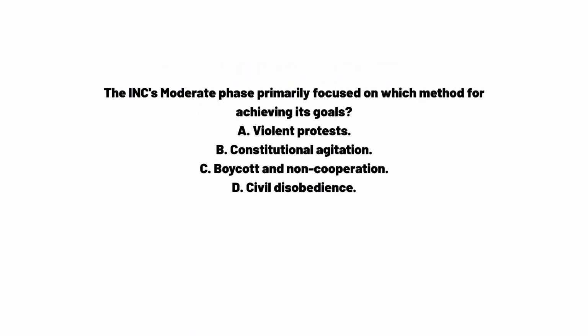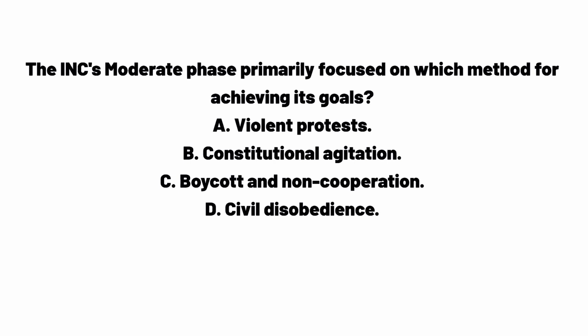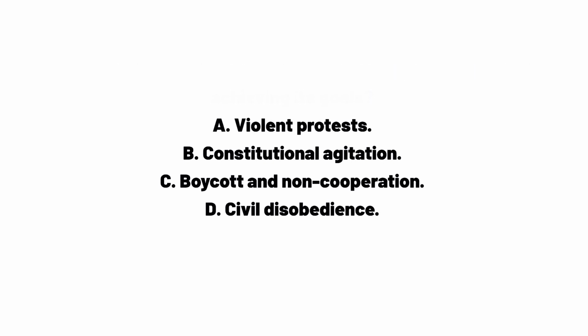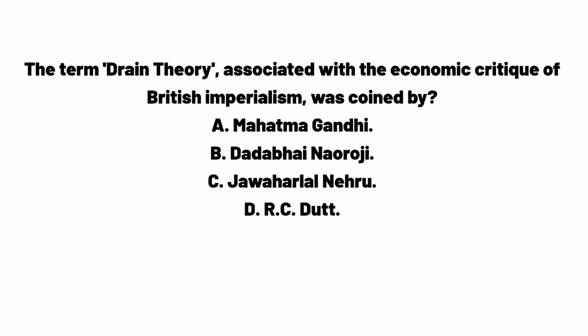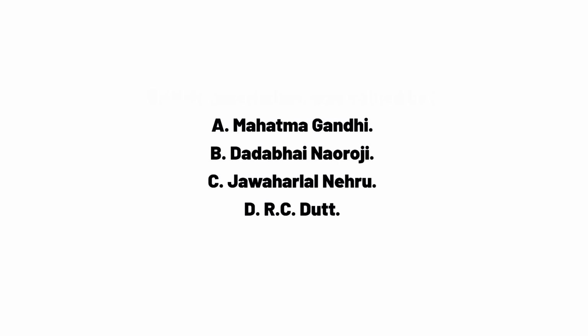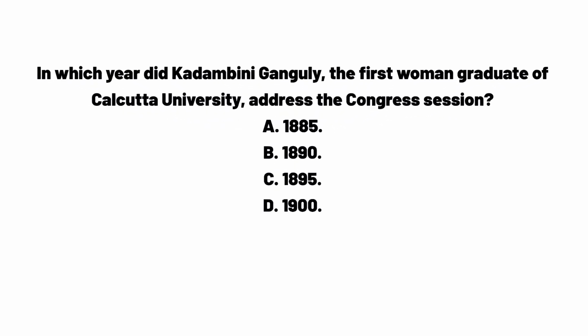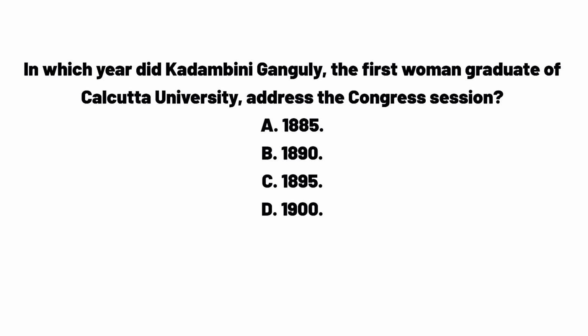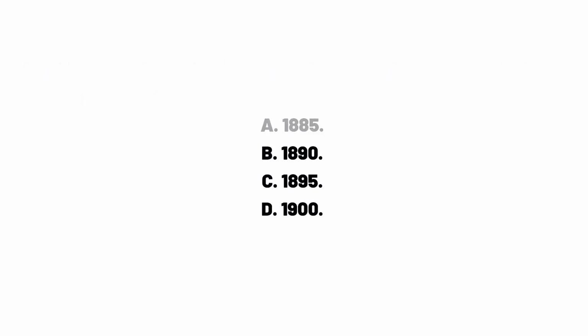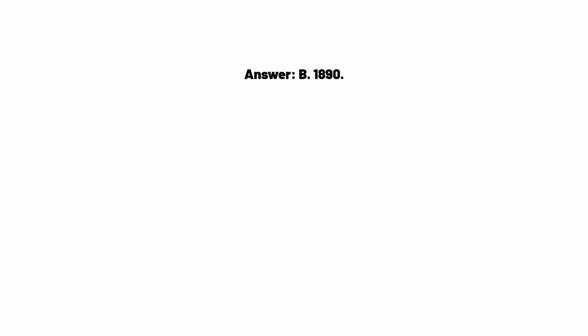Bal Gangadhar Tilak. The INC's moderate phase primarily focused on which method for achieving its goals? A. Violent protests. B. Constitutional agitation. C. Boycott and non-cooperation. D. Civil disobedience. Answer: B. Constitutional agitation. The term drain theory, associated with the economic critique of British imperialism, was coined by A. Mahatma Gandhi, B. Dadabhai Naoroji, C. Jawaharlal Nehru, D. R.C. Dutt. Answer: B. Dadabhai Naoroji. In which year did Kadambini Ganguly, the first woman graduate of Calcutta University, address the Congress session? A. 1885, B. 1890, C. 1895, D. 1900. Answer: B.